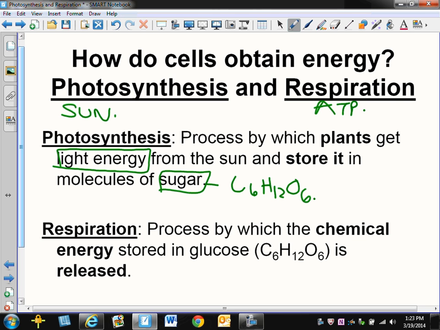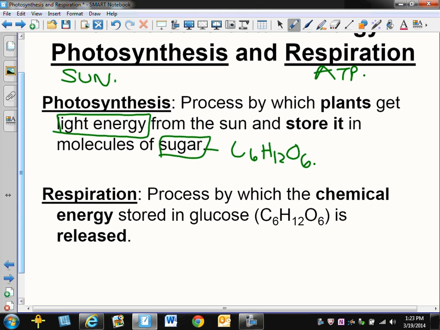C6H12O6. Respiration, and we usually call this cellular respiration, because we have a respiration system. We breathe. Okay? But here we're talking about our cells doing this. Cells using the oxygen for energy.